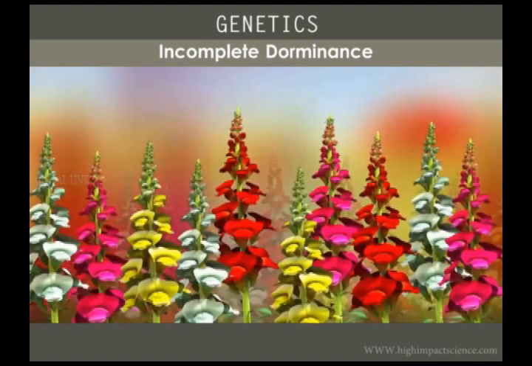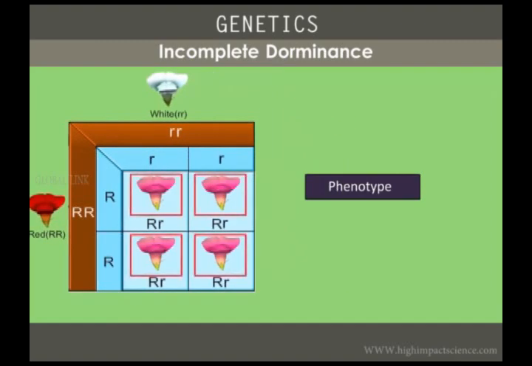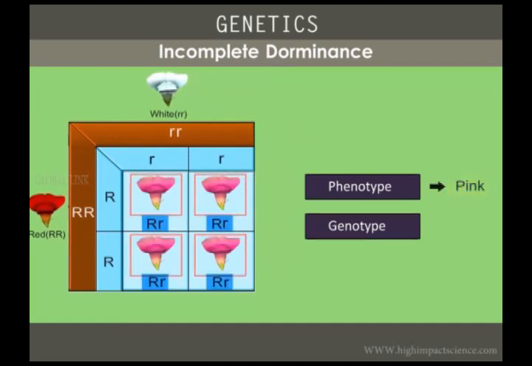Let's see the experiment conducted on the snapdragon plants. When a pure red-flowered snapdragon with genotype RR was crossed with a pure white-flowered snapdragon with genotype rr, the results were quite different. The flowers of the F1 hybrid were pink, and the genotypes were Rr. That is, the phenotype of the F1 plant did not resemble either of the parents but was in between the two.